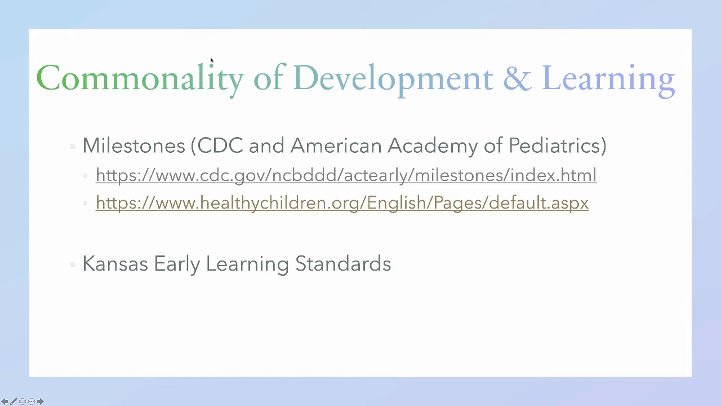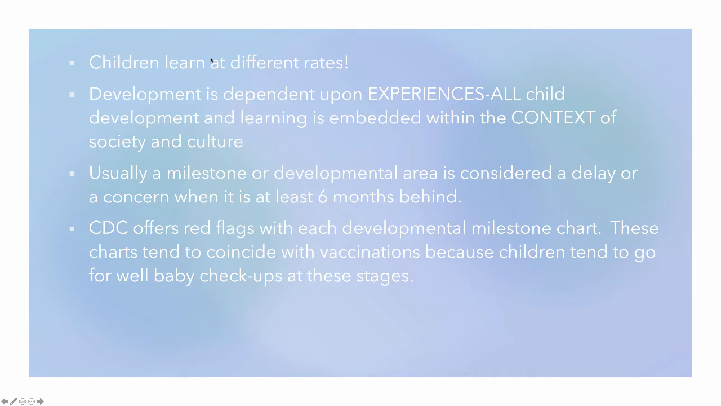What do these tell us? There's a couple different things we have to keep in mind here. Children learn at different rates. Development is dependent upon experiences, so the context. And usually a milestone or developmental area is considered a delay or a concern when it is at least 6 months behind.